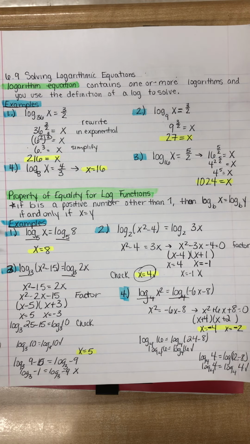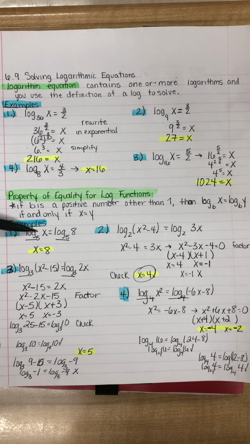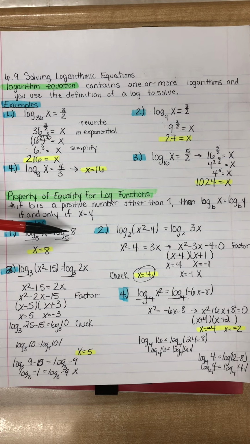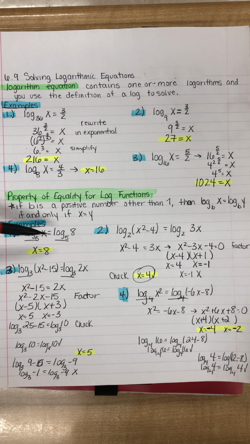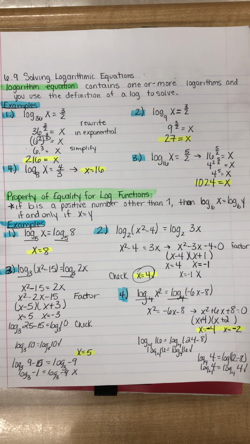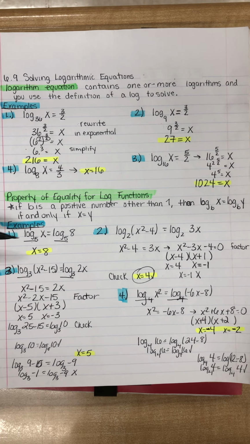Okay, most basic form, number 1. Log base 5 of x equals log base 5 of 8. That means my logs are the same. There's nothing around them, no addition or multiplication. The logs cancel out because they're the same.